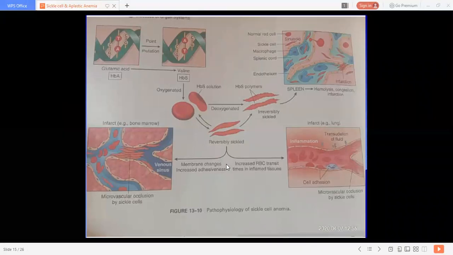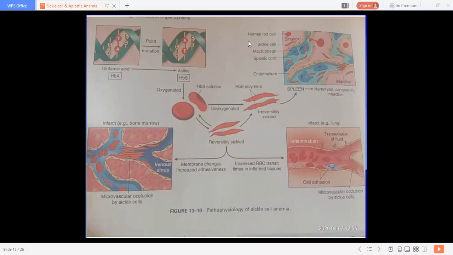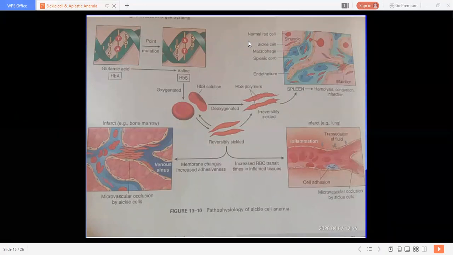What are the various factors related with anemia? This anemia is related with leg ulcers. It is related with cardiomegaly. It is related with splenomegaly, hepatomegaly. It is related with bone marrow hyperplasia. Now, all of you know what happens in bone marrow hyperplasia.